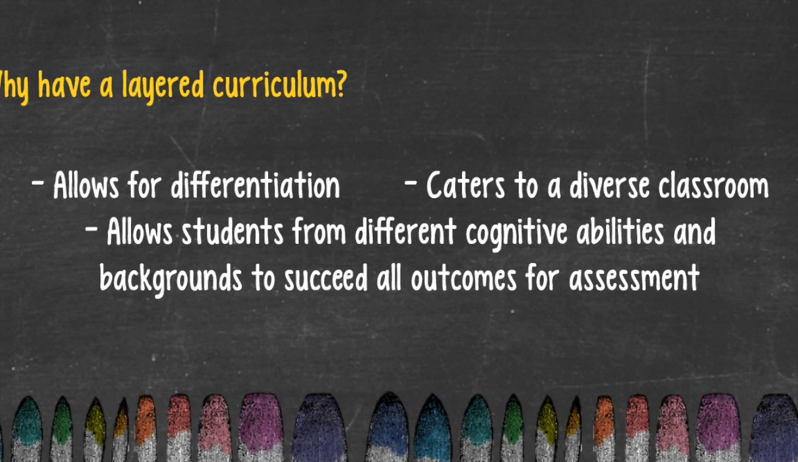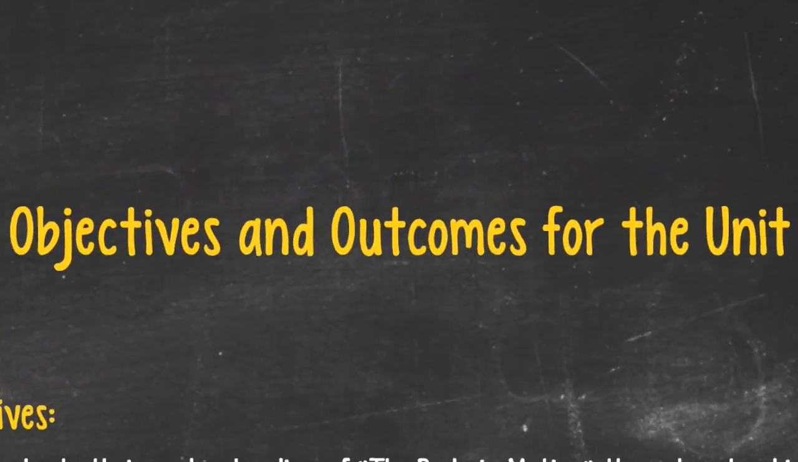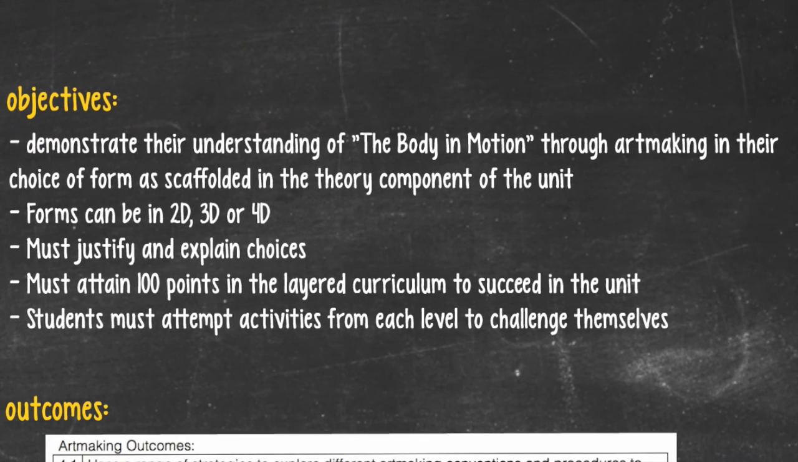In the Body in Motion unit, objectives and outcomes will be provided to help set up parameters for students to succeed. In the unit, the objectives are for students to demonstrate their understanding of the body in motion through art making in their choice of form as scaffolded in the theory component of the unit. These forms can be 2D, 3D or 4D.